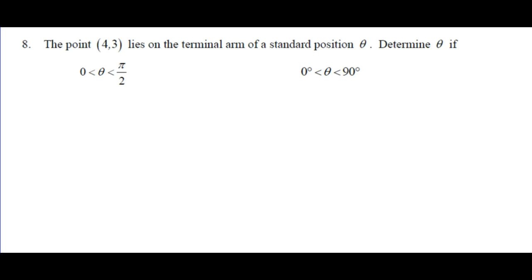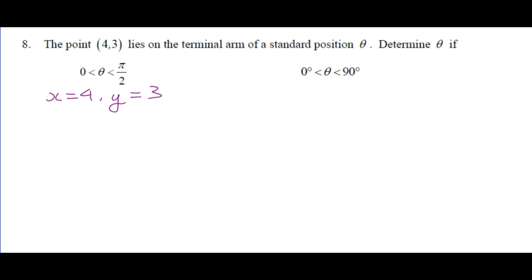The point (4, 3) lies on the terminal arm of an angle theta in standard position. Determine theta if theta is between 0 and pi over 2. So what units? Radians. Okay, so how are we going to do this? What do we know? We know an x and a y, right? So what's x? x equals 4. What's y? y equals 3.